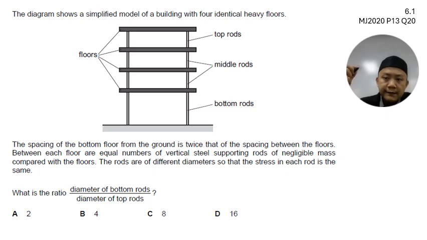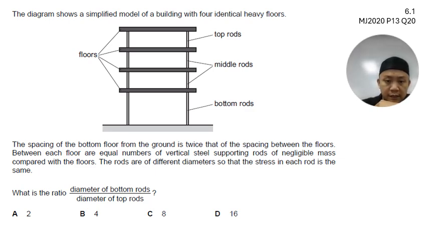Hello there. This is a question on stress. The diagram shows a simplified model of a building with four identical heavy floors, which are horizontal. The spacing of the bottom floor from the ground is twice that of the spacing between the floors.